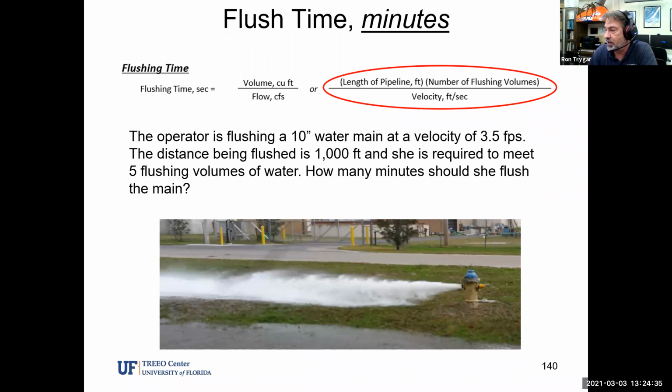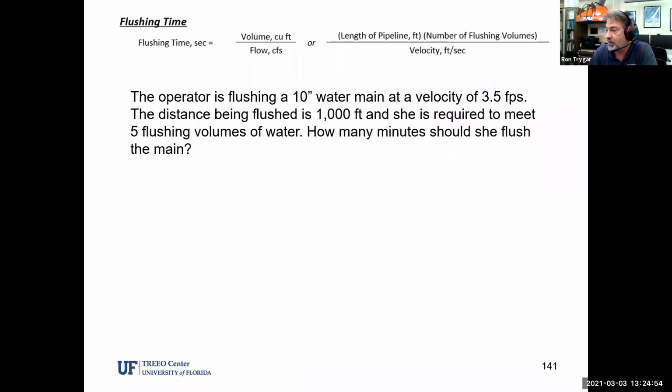So plugging our numbers in, we still need to know the velocity, and I think we have that number. We still need to know the amount of feet of pipeline, and we have that number, and we know the flushing volumes. So where does the 10-inch water main fit into this? Actually, it doesn't fit into that, does it? We have all the other numbers. It doesn't matter that it's a 10-inch main.